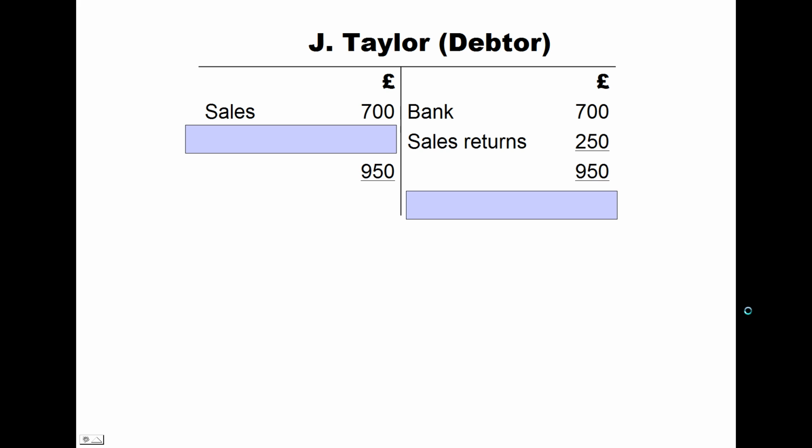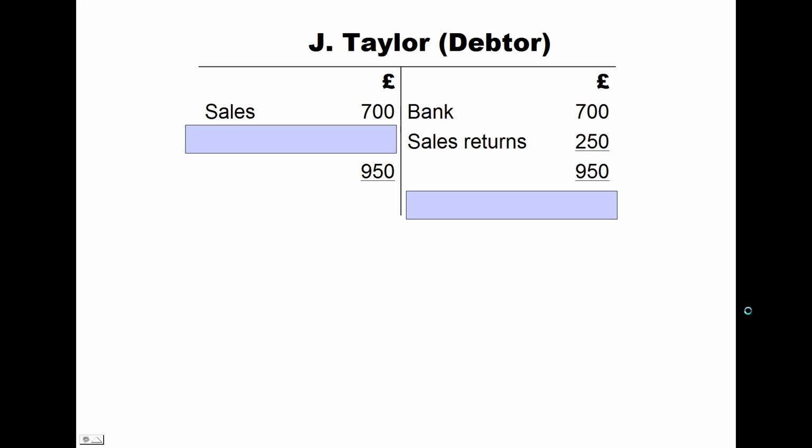We always balance off the larger side. So the bigger side clearly is the credit side, which is £950. We move the total over to the opposite side, which is the debit side, and then we simply take the total away from the value or values above that. In this case, it's £700. So the difference is £250. That difference is the balance carried down, and that therefore would be the balance BD for the next period.